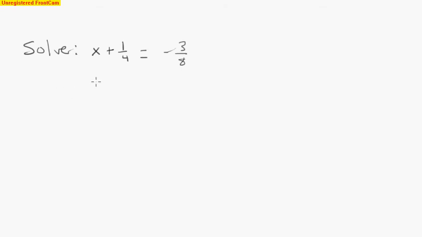So here we start with x plus 1/4 equals negative 3/8. So do we have x by itself? No, that's our goal. We want to get x by itself. What are we doing to poor little x? We are adding 1/4. How do we undo that? We subtract 1/4. What we do to one side, we do to the other.